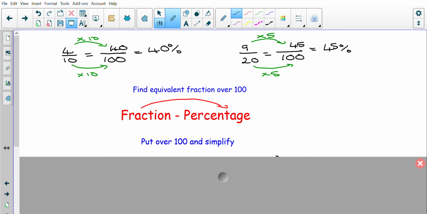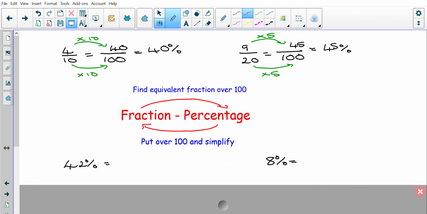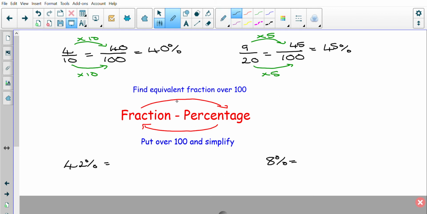If we want to go back the other way, so if we're starting with a percentage and we want to go back to a fraction, remember percentages are out of 100, so we can put our percentage as a fraction over 100 and then just simplify it. So let's just look at these two examples here. So 42% is the same as 42 over 100, and we can simplify that by dividing numerator and denominator by 2, which gives me 21 out of 50. So 42% is the same as 21 over 50.